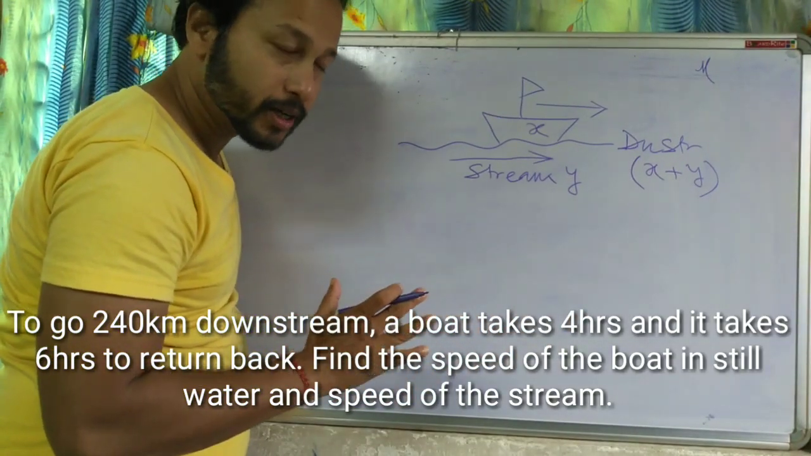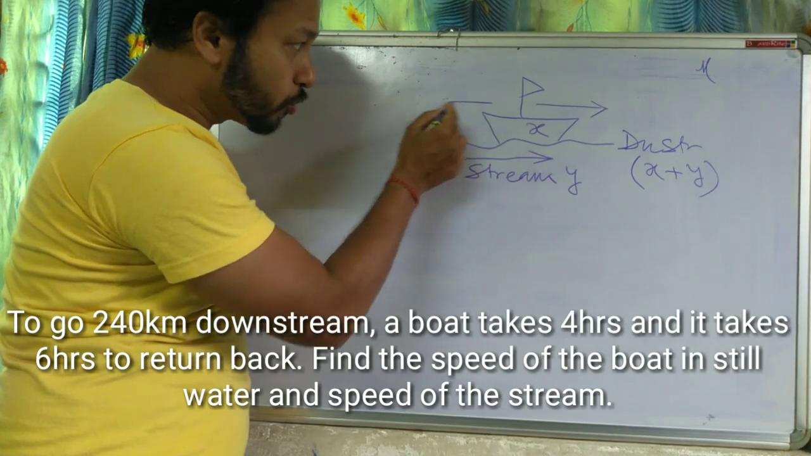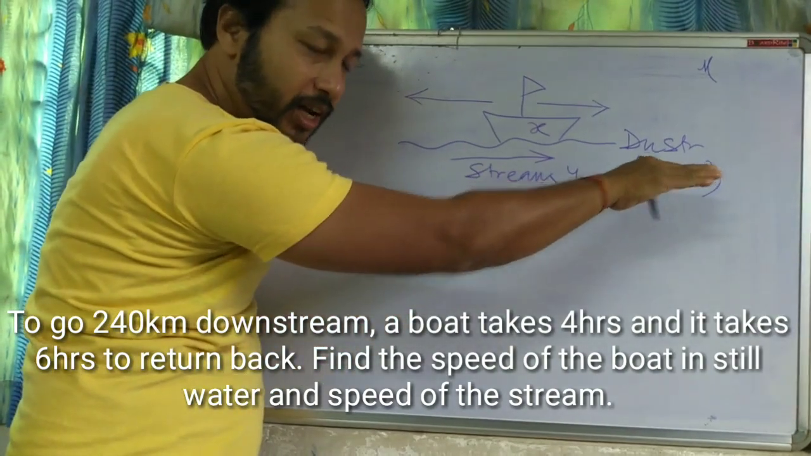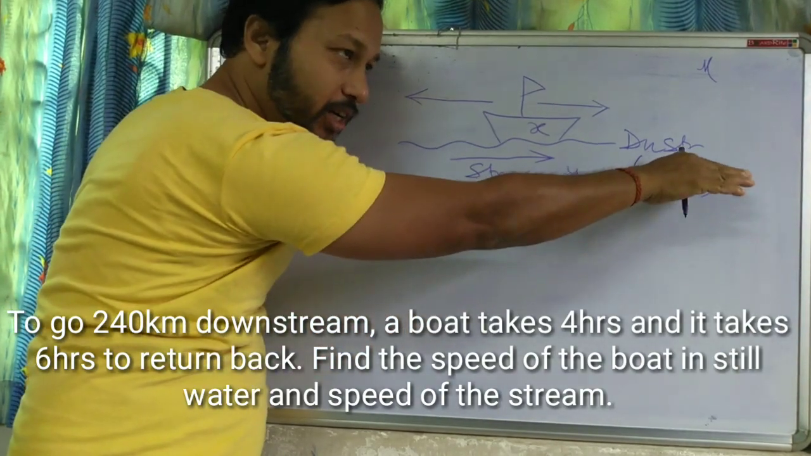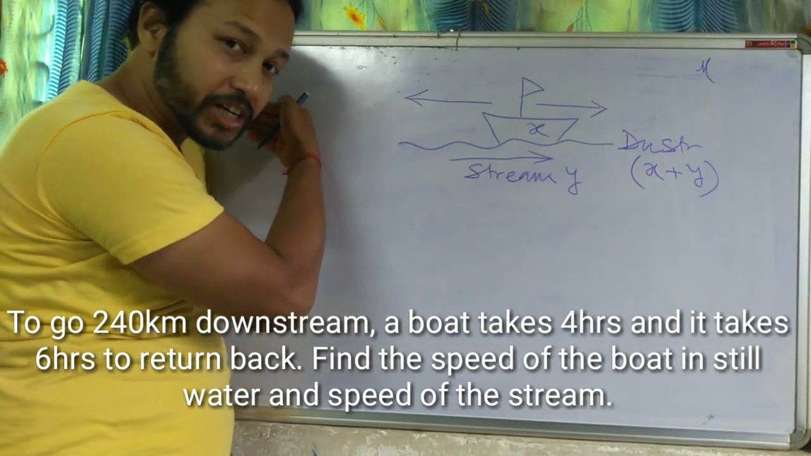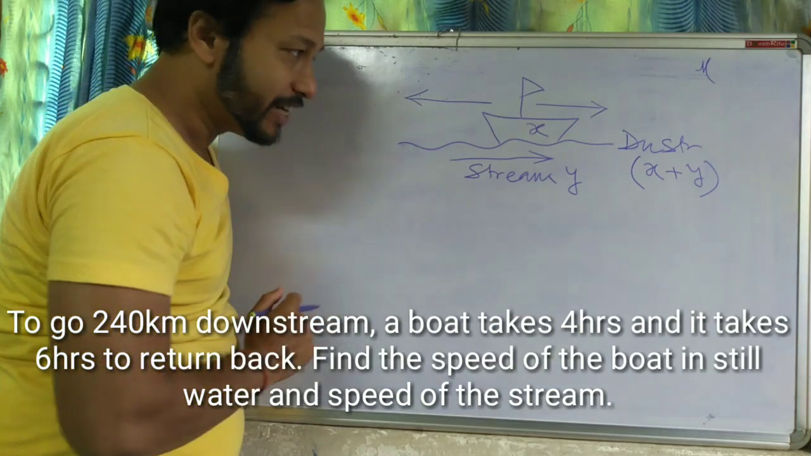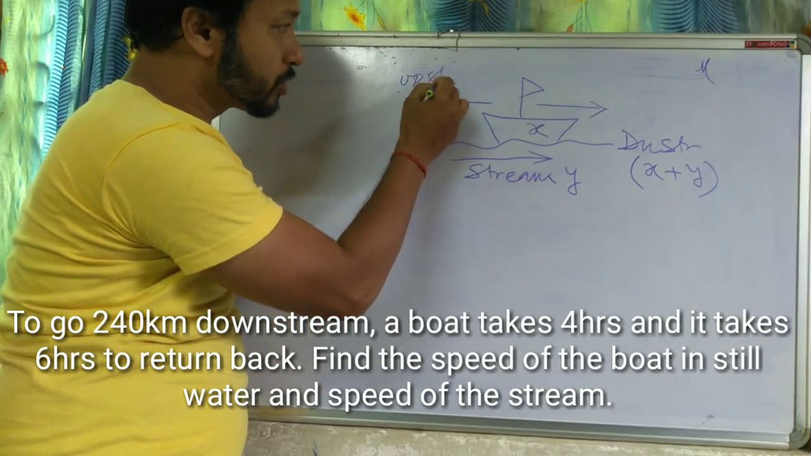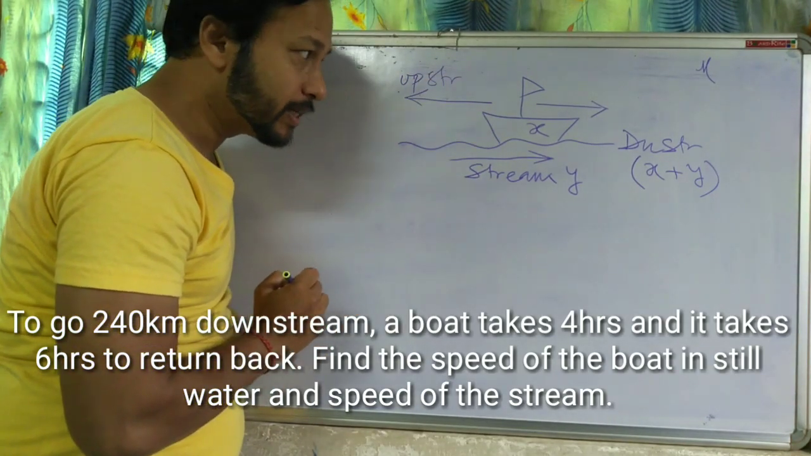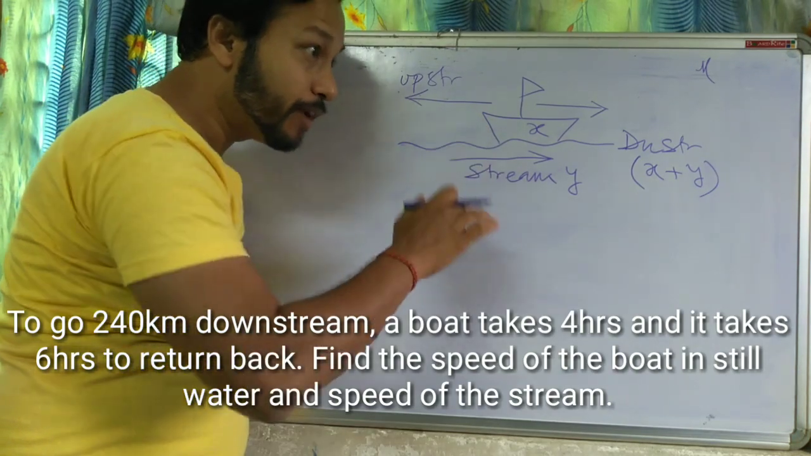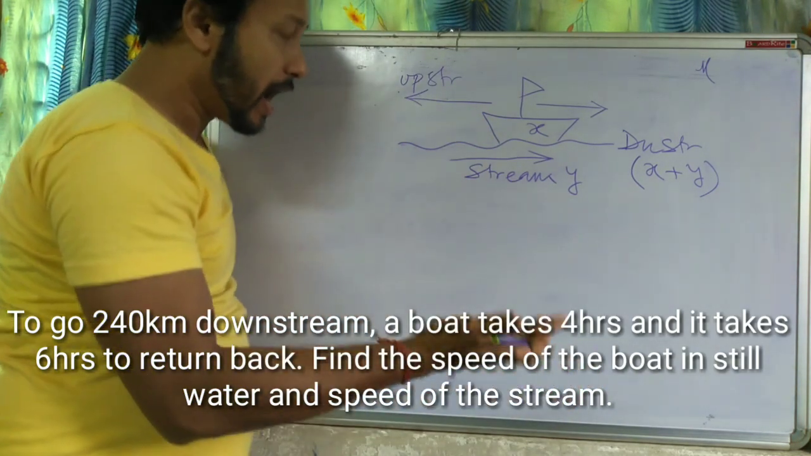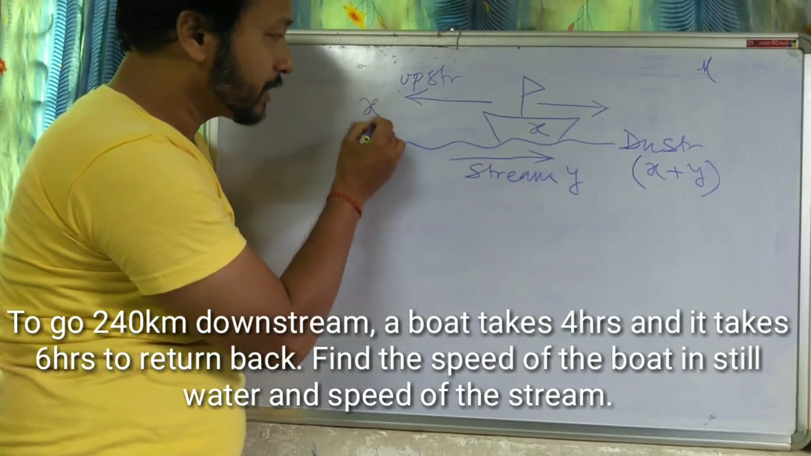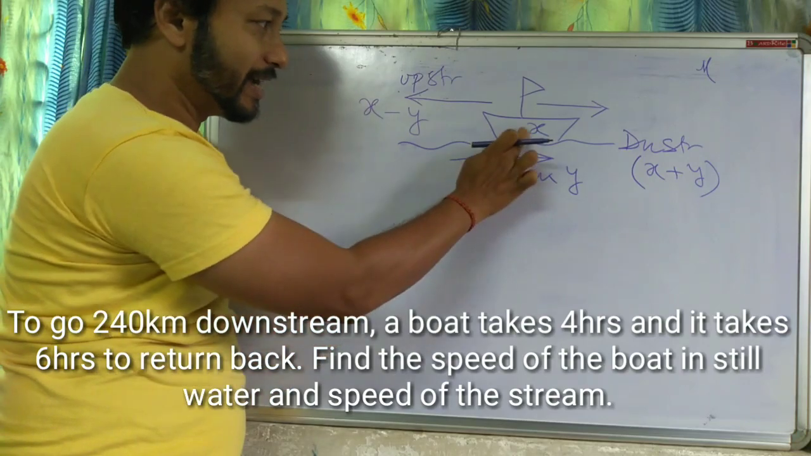I hope you understood. Now, if the water is flowing in this direction and your boat is going in the opposite direction, then we call it upstream. This is known as upstream. In upstream, the speed of your boat will reduce, and the ultimate speed of your boat will be x minus y. x minus y.